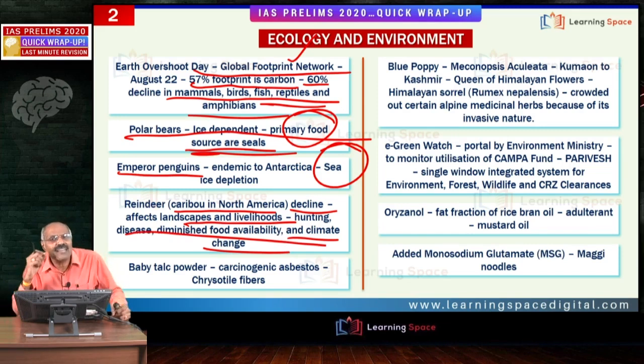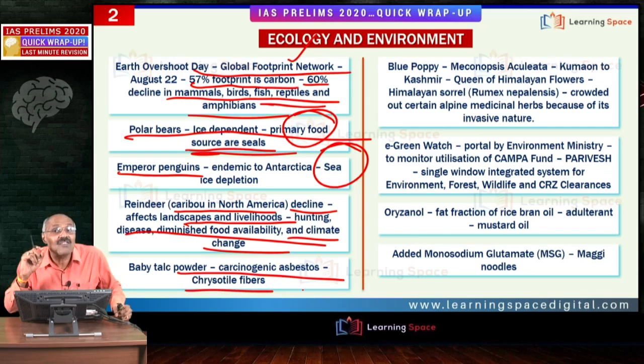Right, friends, if you look at these products, please don't forget these chrysotile fibers. Chrysotile, what is it? It is nothing but asbestos. Chrysotile fibers are found in the baby talc powder of Johnson & Johnson that was in the news. So friends, these chrysotile fibers are considered carcinogenic.